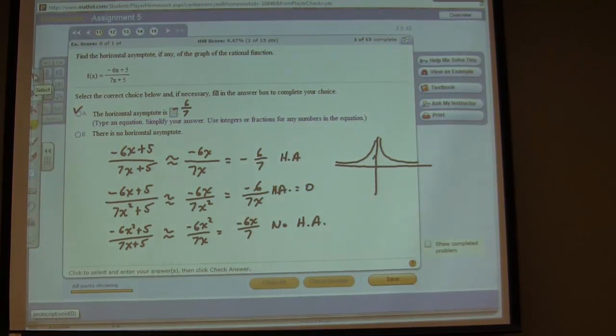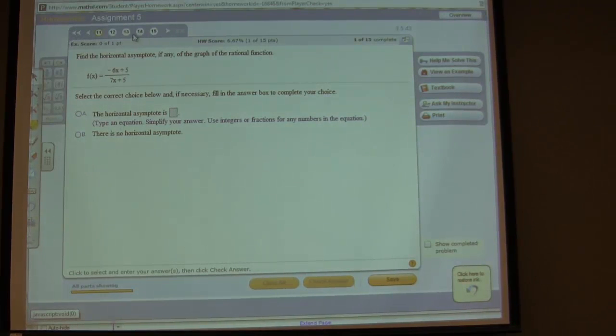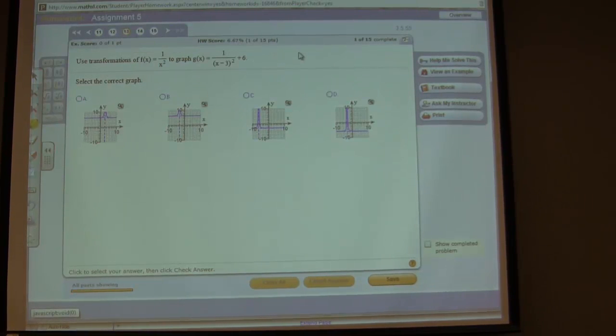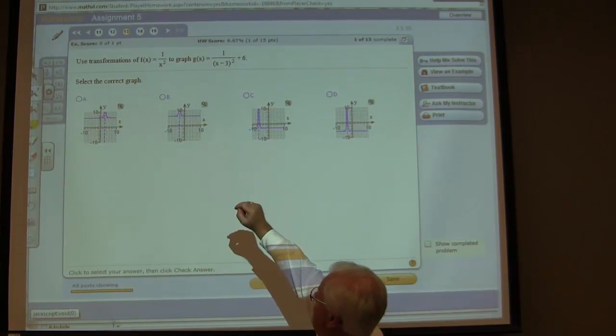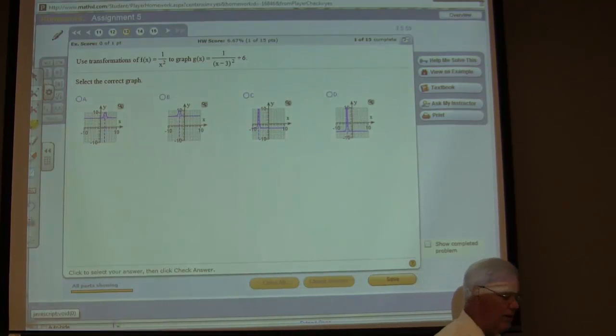Okay, let's go look at another. So let's use transformations now to look at a rational function. And in this rational function, we're going to define f of x as 1 over x squared and then ask what's going to happen to g of x. Well, we have to know, first of all, what does 1 over x squared look like? What does f of x look like?